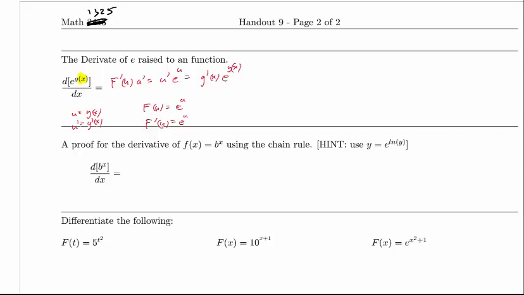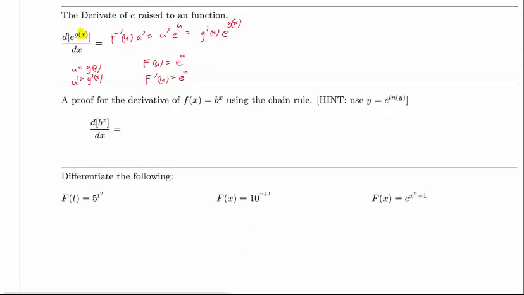So the important thing to watch here is that when you're taking the derivative of this, whatever function you have up here is going to stay the same. And then in front, you're going to put the derivative of that exponent. And that's it. That's how you take the derivative of these.